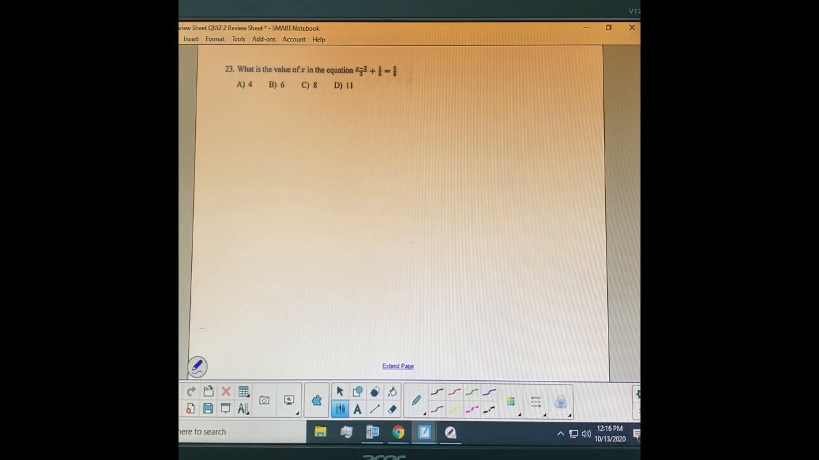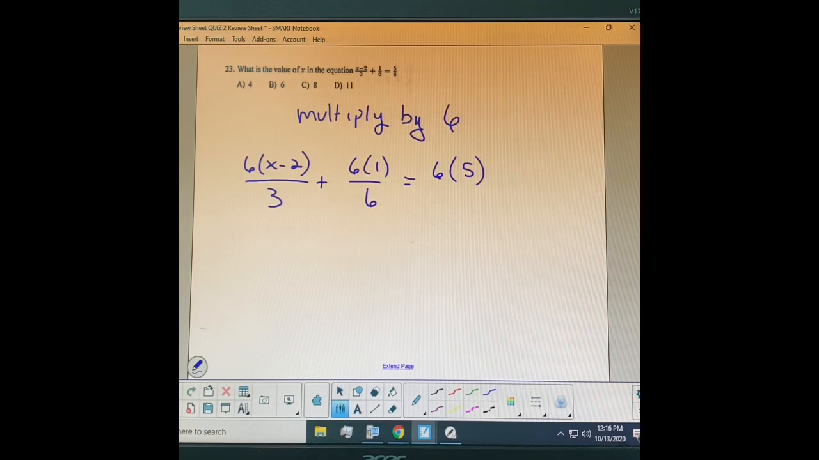Number 23, you can do quite a few ways. You know how to find a common denominator, you know how to subtract fractions, and you know how to cross multiply. What you don't know is my little shortcut, which is multiply each numerator by the common denominator, and then simplify. Pretty easy question. Try it a few ways and make sure you get x equals 4.